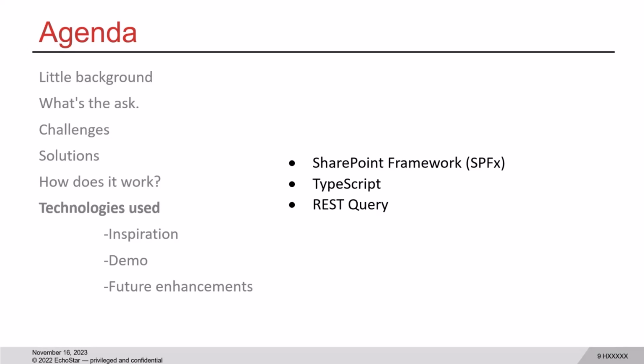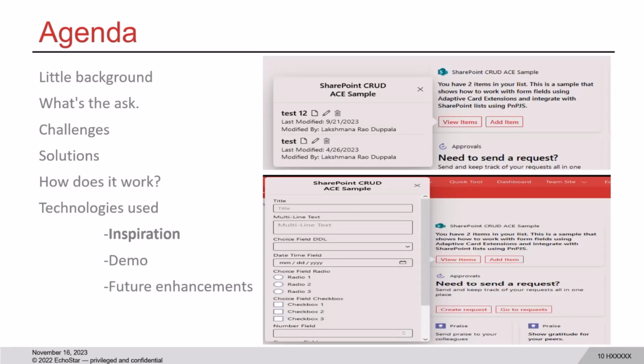REST query as well. The REST query is used to query SharePoint in order to retrieve the weather information. And SharePoint Framework brings this extensibility feature. Using SharePoint Framework, you can build adaptive card extensions, so for that purpose we used it. Moving on to the next slide.